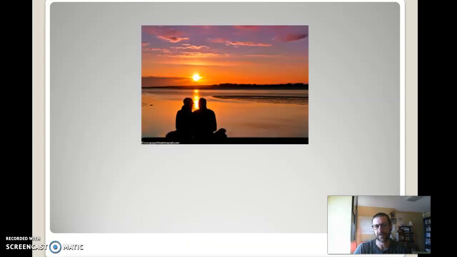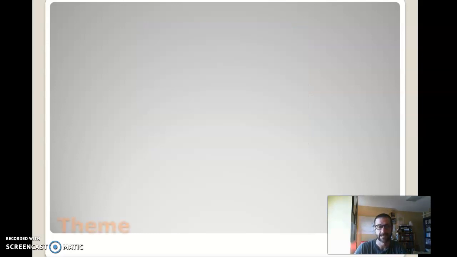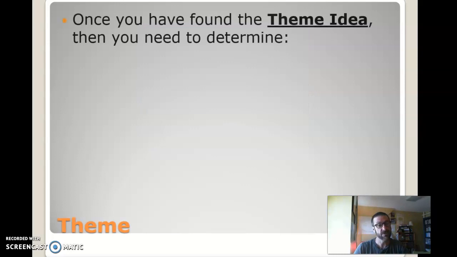We got some pictures here. We can probably pick a theme for this, an idea about life. This could be about the beauty of nature, about romance. Once you've found that theme idea, and this is the really challenging thing with theme, we can read a story like The Things They Carried by Tim O'Brien, which is set during the Vietnam War. And we can certainly see that there's a theme of war, there's a theme of being a soldier, there's a theme of being at war.